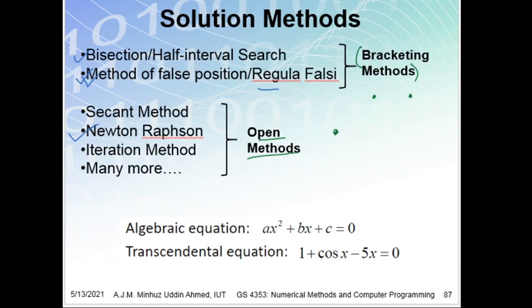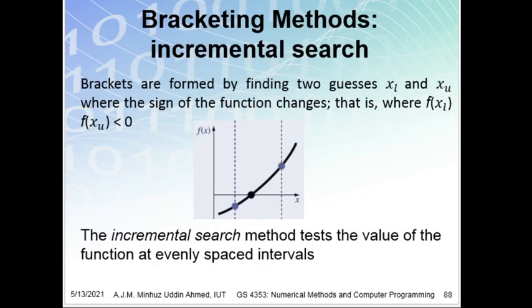So the numerical solution methods start here with the bisection method. Before that, I will say something about bracketing methods again. This is called the incremental search, because we keep increasing our search so that we can go as close to the solution as possible. Brackets are formed by finding two guesses, xl and xu, where l means lower limit and u means upper limit, and where the sign of the function changes, that is, f(xl) times f(xu) is less than 0.